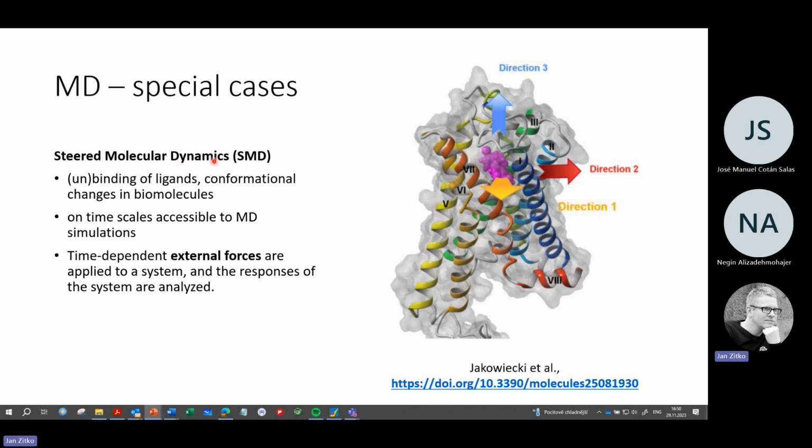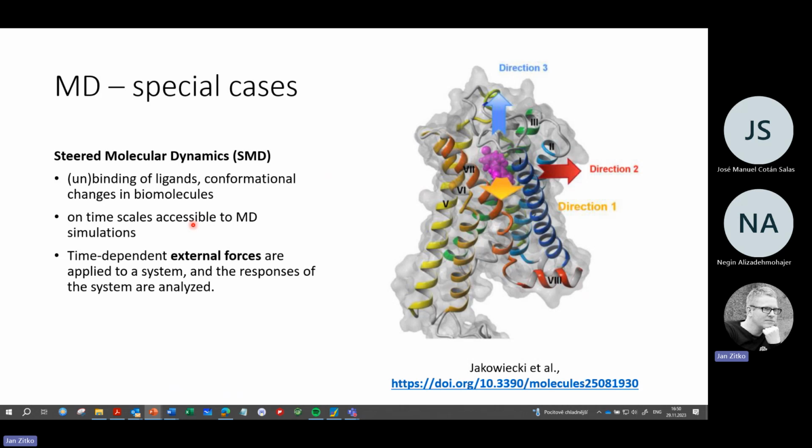Okay, another special case of molecular dynamics is a method called SMD, meaning steered molecular dynamics, which can be used to study the binding or unbinding of ligands. Because there are 2 ways you can study binding of a ligand to a protein, to a binding site.